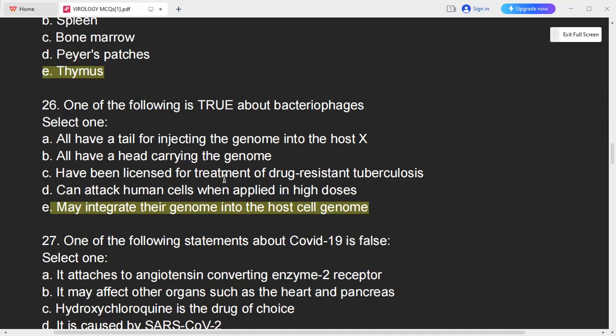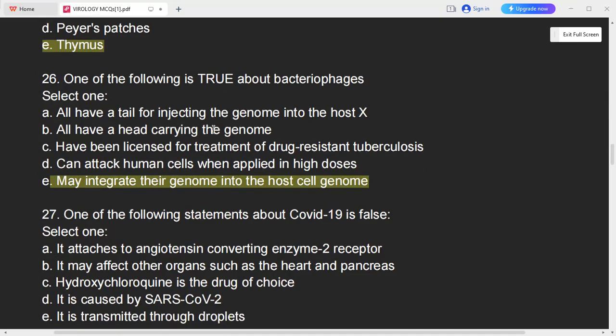Okay, I want you guys to go check on the bacteriophages. Have been licensed for treatment of drug-resistant TB: this is not true. Can attack human cells when applied in high doses: this is not true. So go check on the different types of bacteriophages and their functions. But not all of them have a tail or a head. Okay.